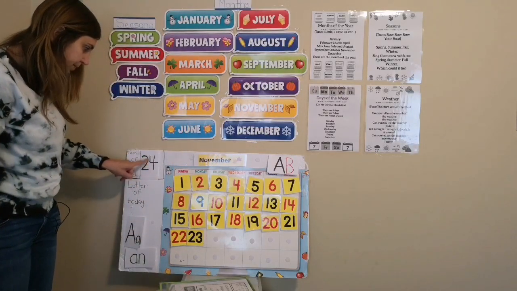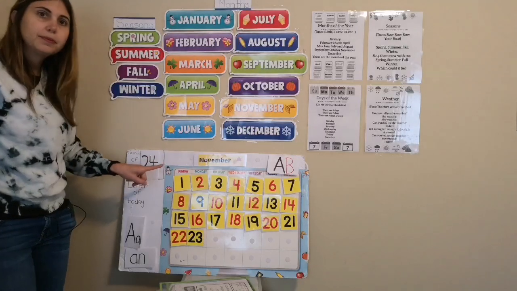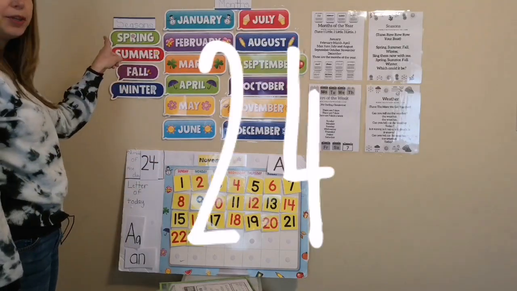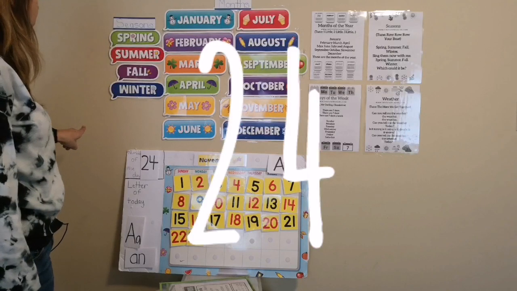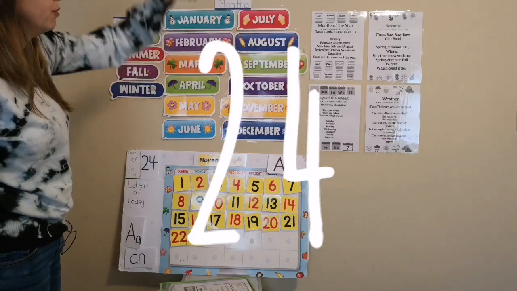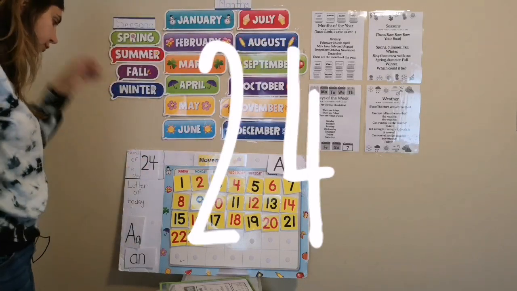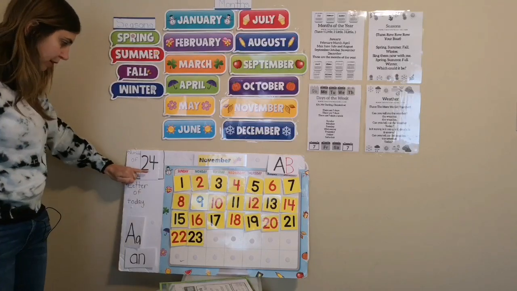24 is a 2 and a 4. You want to write that with me with your finger? A 2 and a 4. 24. That's our number of today.